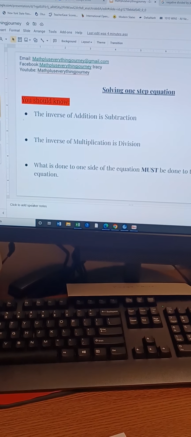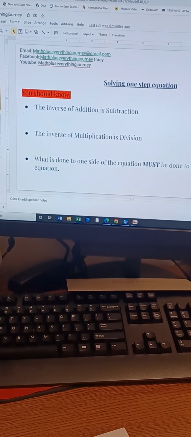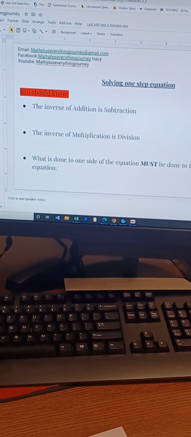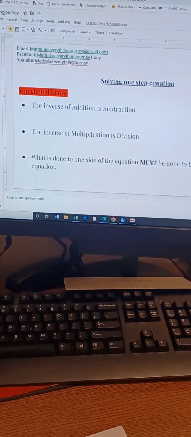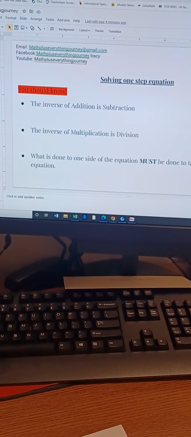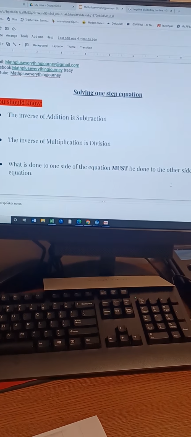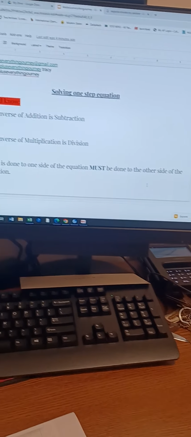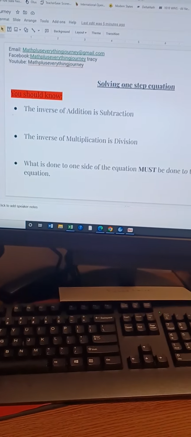we have to know that the inverse operation of addition is subtraction and vice versa. The inverse of subtraction is addition. Also, we have to know the inverse of multiplication is division. And we must keep in mind that what is done to one side of the equation must be done to both sides of the equation.